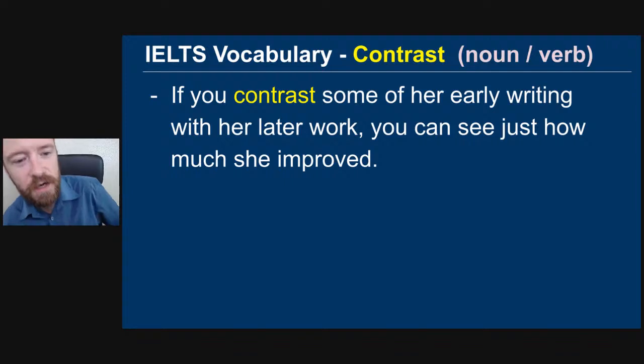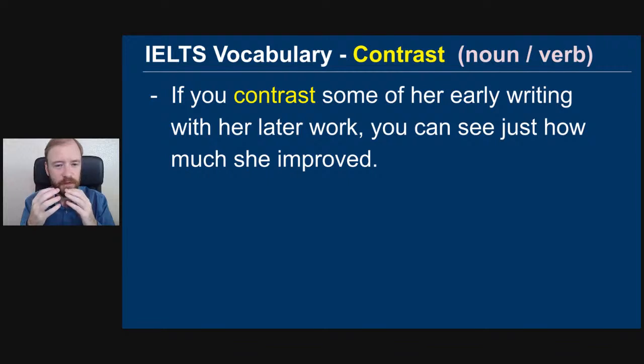If you contrast, so comparing, but looking for the differences. You could use the word compare. If you compare some of her early work with her later work, you could just see how much she improved. But we're using the word contrast because it's a word to focus on the differences. But you're perfectly okay to say compare here. So her early writing, her later work, contrast, comparing, focusing on the difference, you can see, wow, she improved a lot.